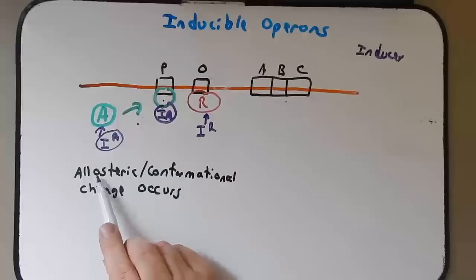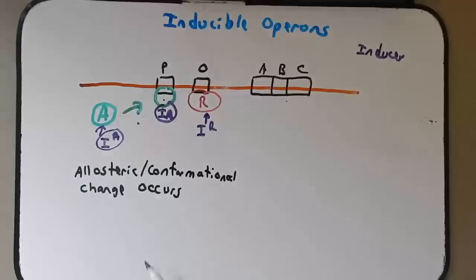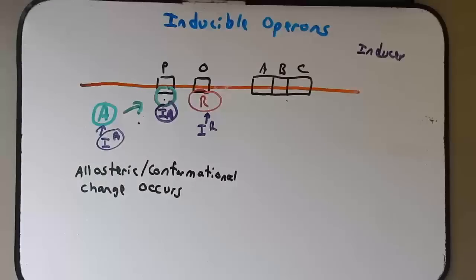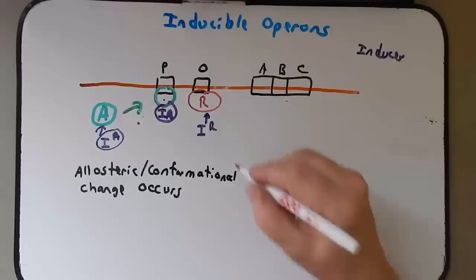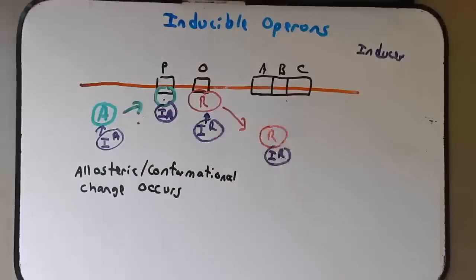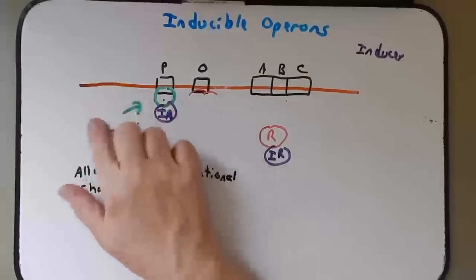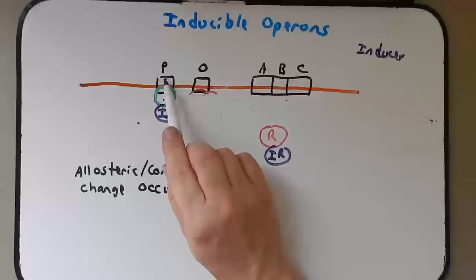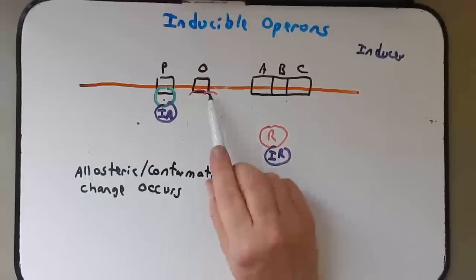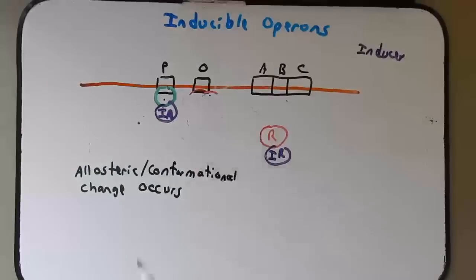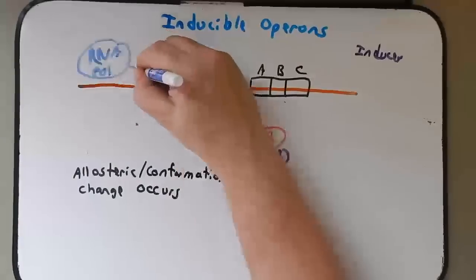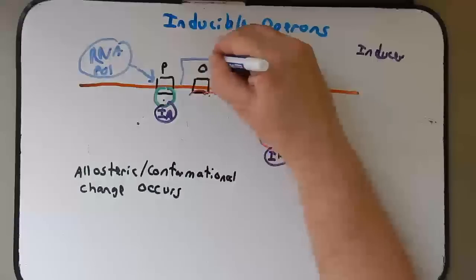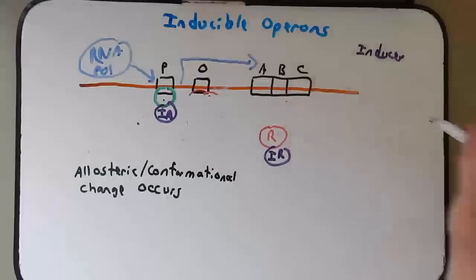Again, the same kind of an allosteric conformational change occurs, but in this case, it causes the repressor to fall off. And so let's go ahead and erase the repressor from the operator here, and we'll erase this over here too, because these inducers have come into the system, allowed the activator to bind to the promoter, and pulled off the repressor from the operator. And now what happens is RNA polymerase can now bind to this promoter and transcribe A, B, and C.